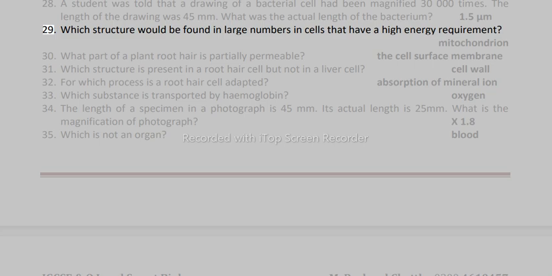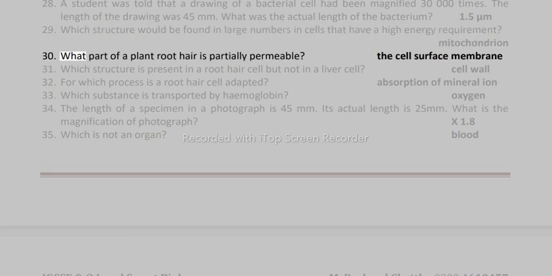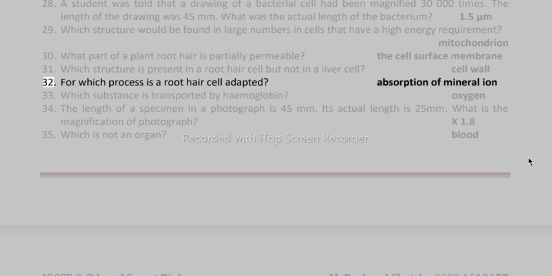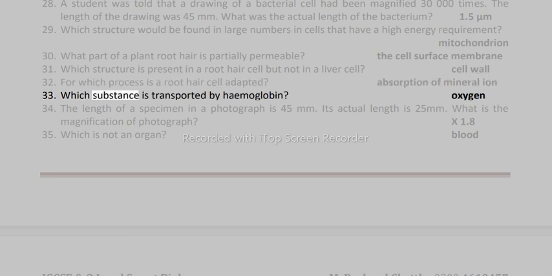1.5 micrometers. 29. Which structure would be found in large numbers in cells that have a high energy requirement? Mitochondrion. 30. What part of a plant root hair is partially permeable? The cell surface membrane. 31. Which structure is present in a root hair cell but not in a liver cell? Cell wall. 32. For which process is a root hair cell adapted? Absorption of mineral ions. 33. Which substance is transported by hemoglobin?